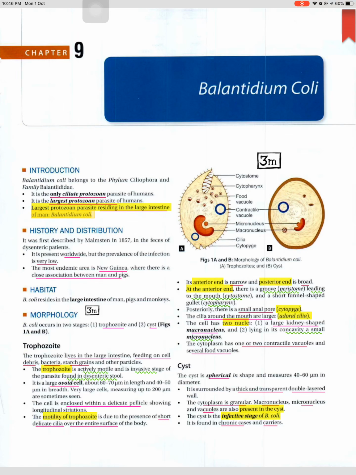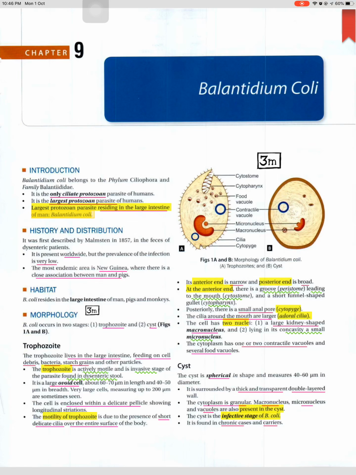Its anterior end is narrow and posterior end is broad. At the anterior end, there is a groove, the peristome, leading to the mouth, the cytostome, and a short funnel-shaped gullet, the cytopharynx. Posteriorly, there is a small anal pore, the cytopyge. The cilia around the mouth are larger, the adoral cilia. The cell has two nuclei: 1, a large kidney-shaped macronucleus, and 2, lying in its concavity, a small micronucleus. The cytoplasm has one or two contractile vacuoles and several food vacuoles.